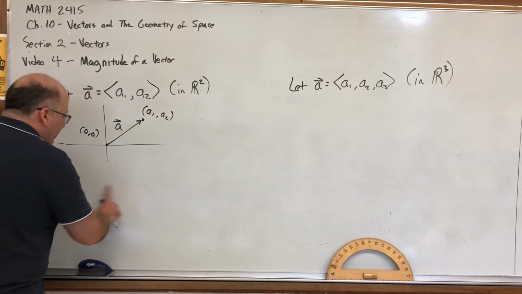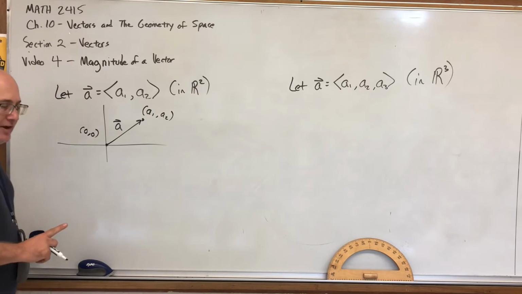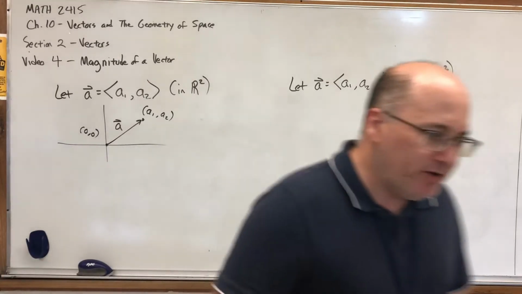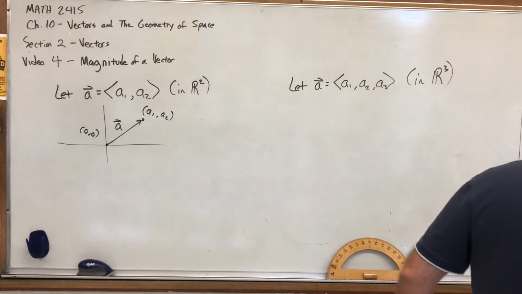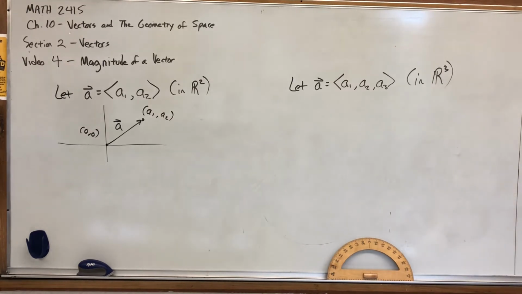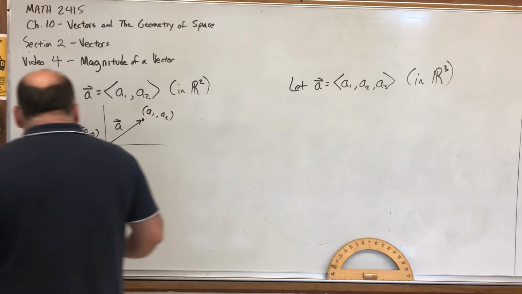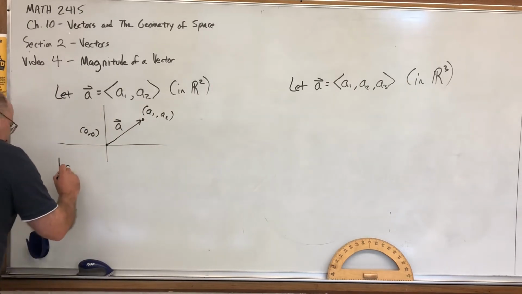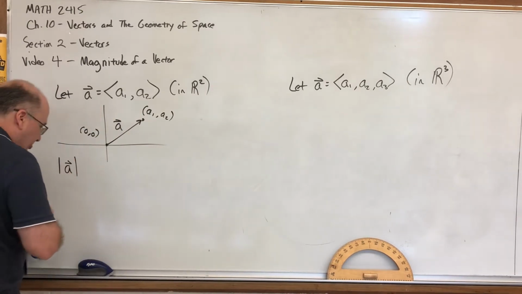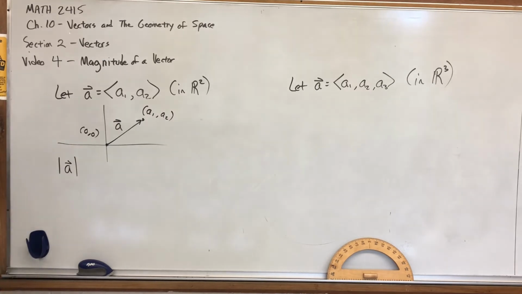Oh, by the way, the symbol for the magnitude of a vector, I've seen it written a couple of different ways. I'm trying to remember which one this author uses. This author uses the single absolute value bars. The magnitude of A looks like absolute value, and that's not a coincidence, because absolute value technically means distance from 0.